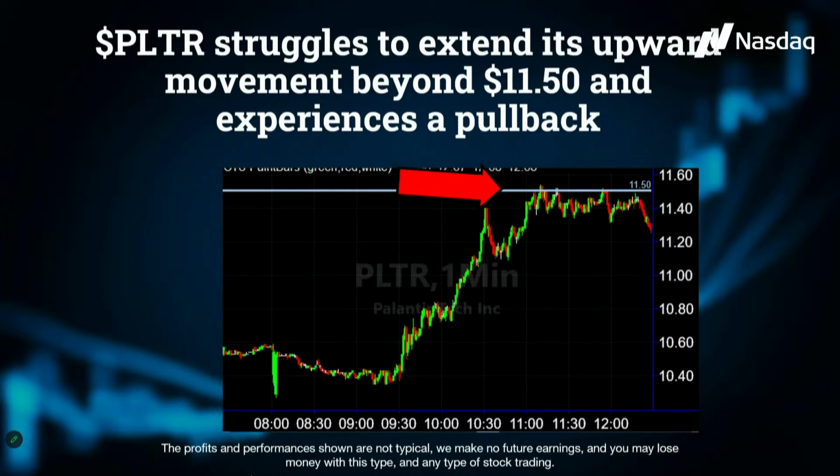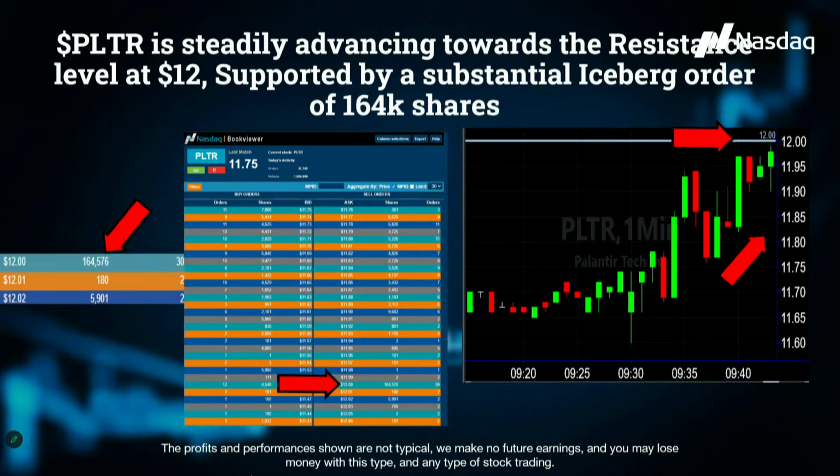And when you go to the book viewer, you'll notice on the next slide that the stock had a really big, what we call iceberg order, a big major order right around that $12. And it was hovering there over and over again. That's what really helps you when you trade in today's markets, because it shows you the future using the Nasdaq book viewer. Right, and we could see what that execution was.